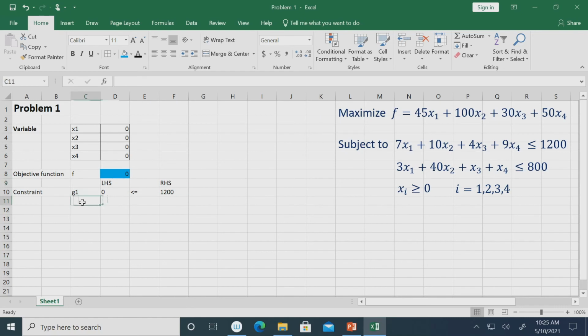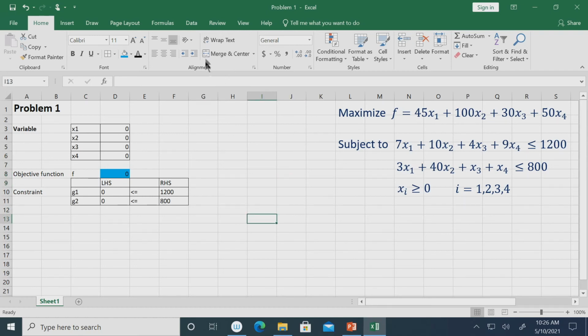Okay. So, there is another constraint, that is Z2. I am writing the left hand side. The left hand side is equal to 3 star x1 plus 40 star x2 plus x3 plus x4, and this is also a less than equality type, and this is equal to 800. So, now I have defined my constraints here. Now, let us solve the problem.